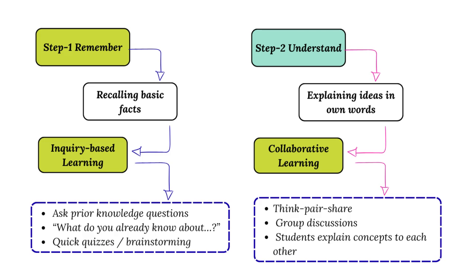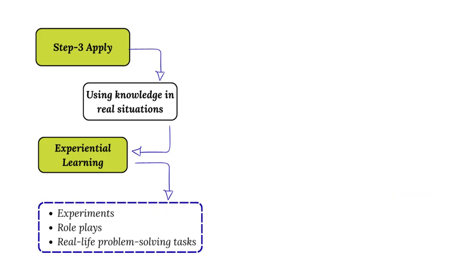Moving on to the second one, understand. Students explain ideas in their own words. Here, you can use collaborative learning. For example, think, pair, share, and group discussions. Step 3 is apply. Students use knowledge in real life. Use experiential learning, experiments, role plays, real life tasks.